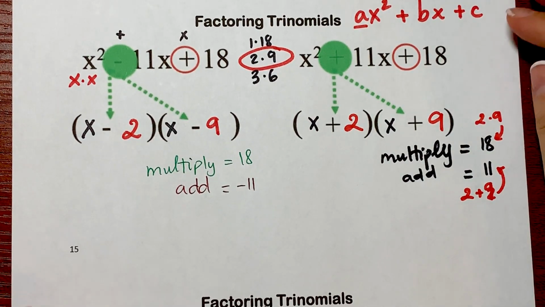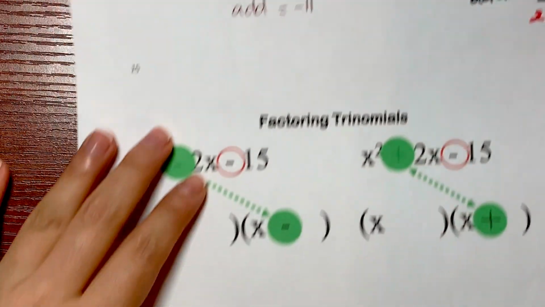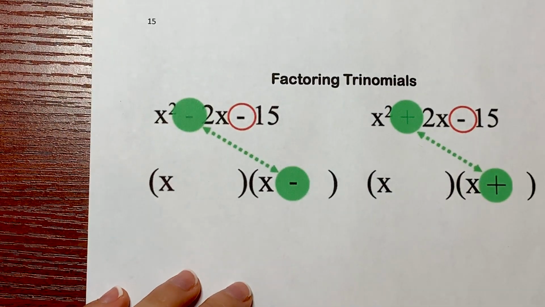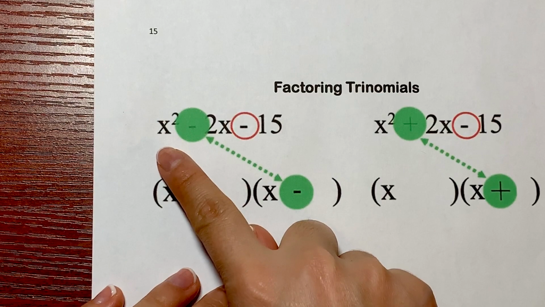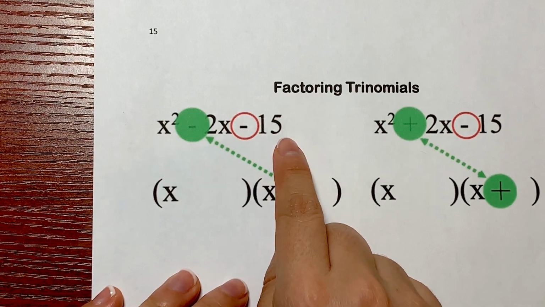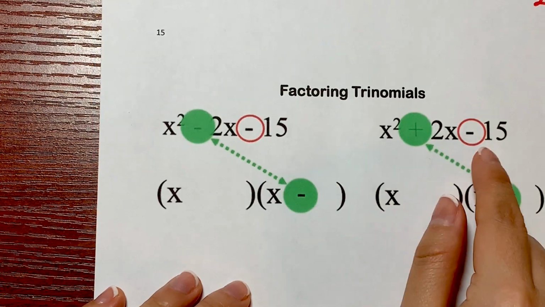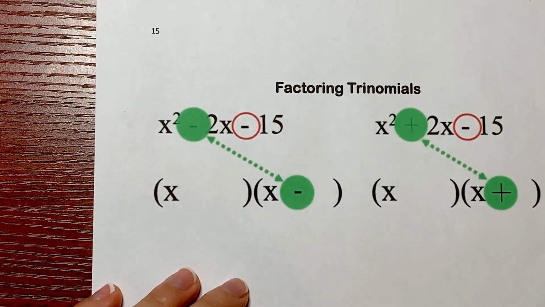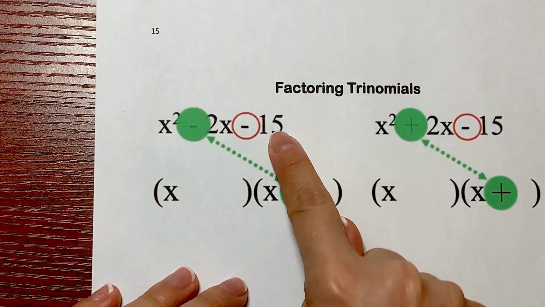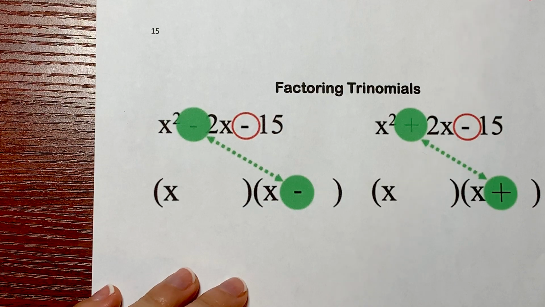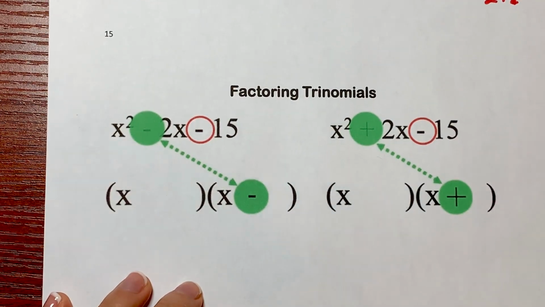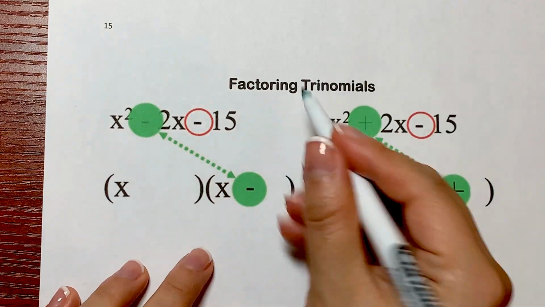Next, let's take a look at whenever it's negative. Okay, we're going to have three terms again. x squared minus 2x minus 15. And on the other side we have x squared plus 2x minus 15. So the rule goes like this. Again, we're looking at the last term, which is 15. We have to write out all the factors of 15, meaning pairs of numbers that multiply to give 15.